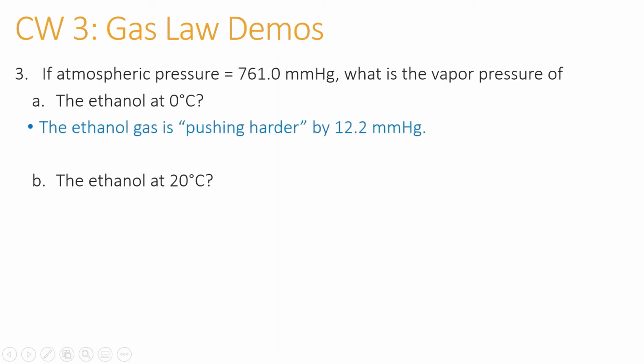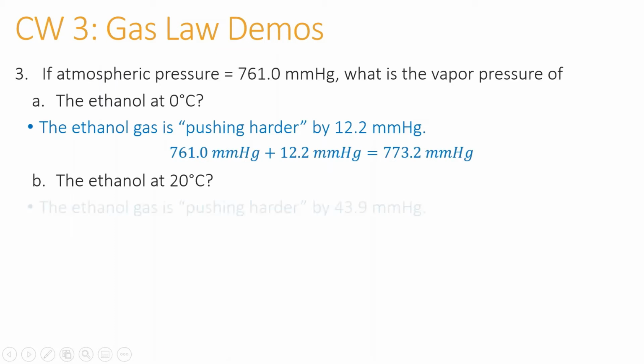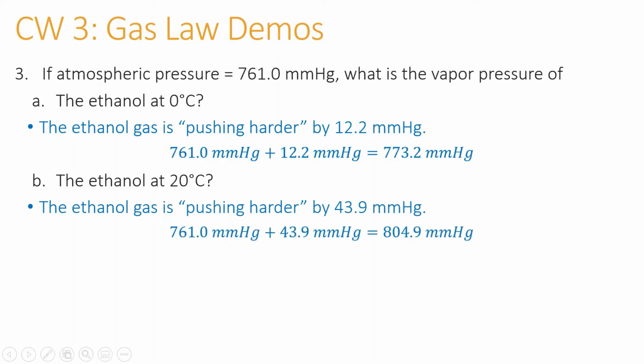So at 0 degrees, the ethanol gas is pushing harder than the atmosphere by 12.2 millimeters of mercury. So that must mean that the pressure of the ethanol gas is greater than the pressure of the atmosphere by 12.2. So we would add 12.2 here. For the ethanol gas at 20, it's pushing harder by 43.9 millimeters of mercury. So the pressure of the ethanol must be 804.9 millimeters of mercury. If the atmosphere was pushing harder, then we would need to subtract instead of add like we did here.